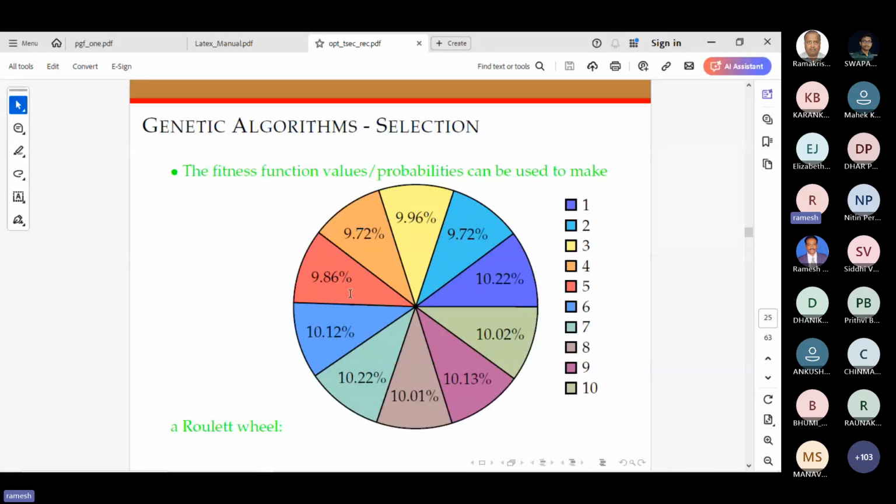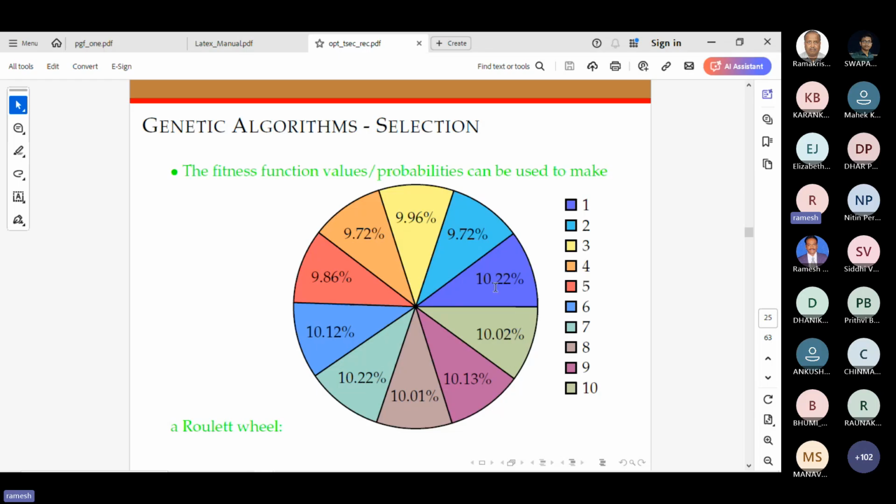In this case, of course, the segments are looking more or less close. But you can imagine that if a particular chromosome has a larger segment, that means its fitness function is more. So if it takes a larger segment of this roulette wheel, when you turn the roulette wheel, the probability of the pointer falling in the larger section will be more.